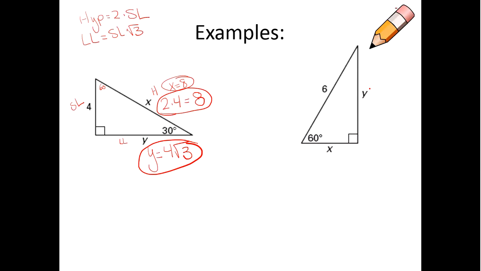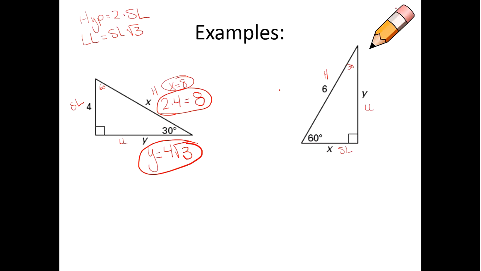Let's go over this one. So I know I'm going to have 30 up here, because I got 60 here. So this is my short leg over here, long leg over here, and my hypotenuse over here. Ooh, notice I got my hypotenuse. I don't have my short leg. Let's get the short leg first. So my hypotenuse is related to my short leg by 2 times my short leg is my hypotenuse.